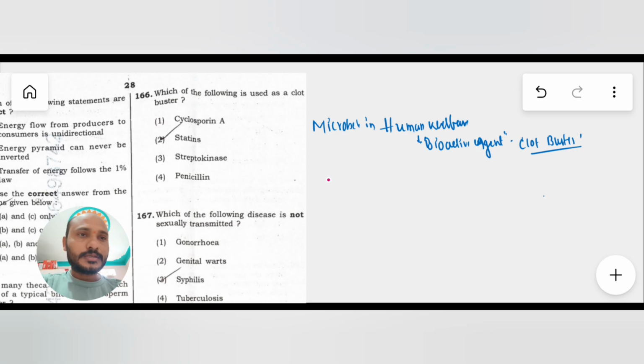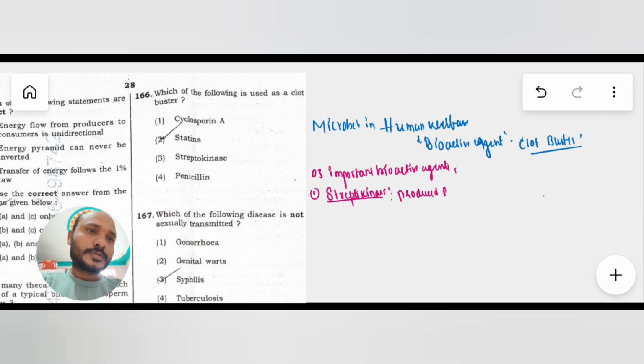NCERT generally provided three highly important bioactive agents. We'll discuss each type in detail. In that, the first one is streptokinase, which is produced from a bacteria, here the bacteria is Streptococcus. Generally Streptococcus are pathogenic, but this streptokinase is produced by genetically modified Streptococcus. We need to modify their genes, then we can obtain this enzyme streptokinase, the bioactive agent, from it.